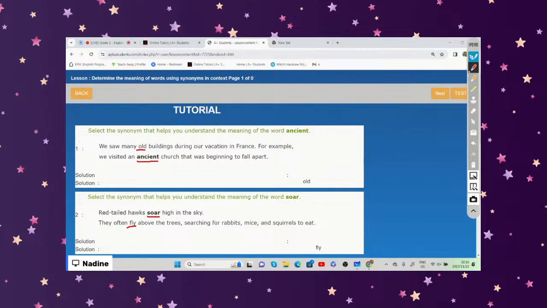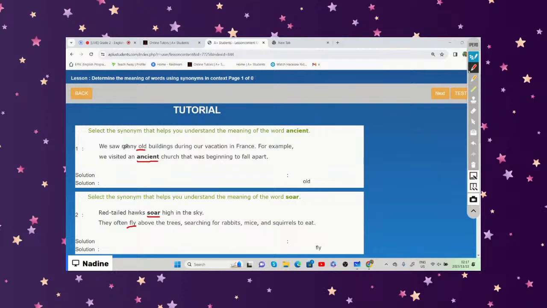All right, so I'm going to explain it again, right? Fly is a word that is similar in meaning to soar. So basically, when it comes to determining the meaning of words by using synonyms within a context, we look at certain words within the sentence that have a similar meaning to a specific word.